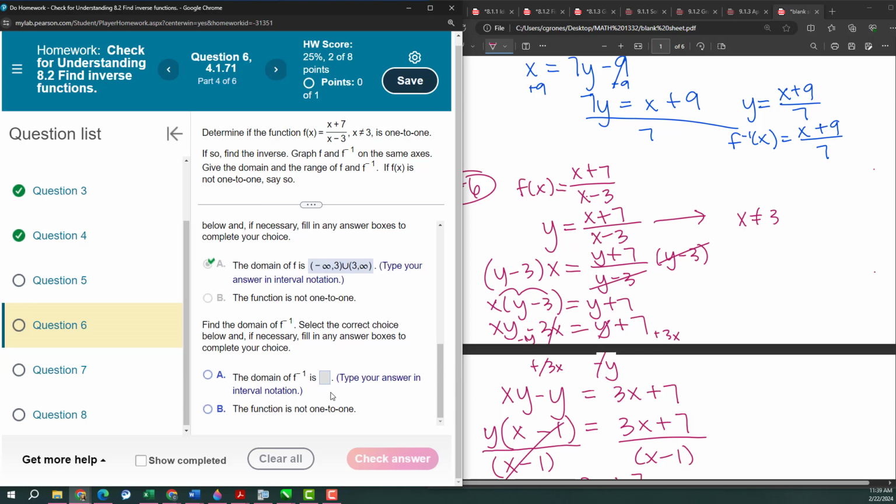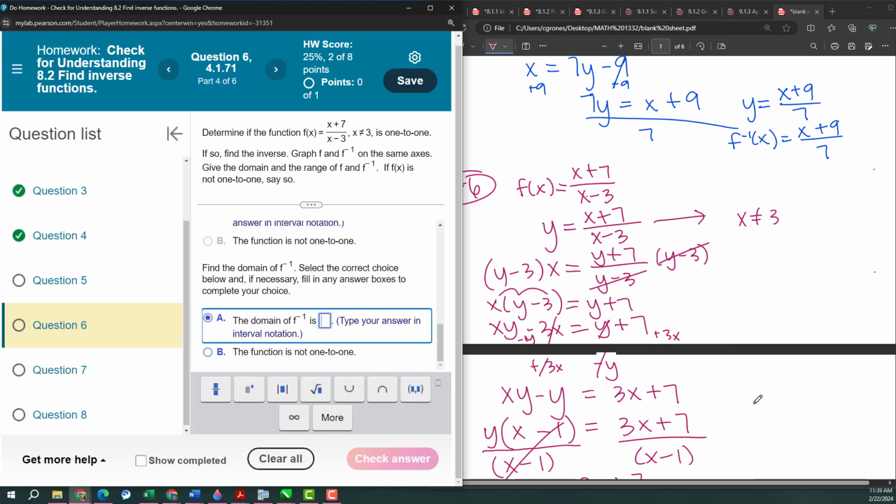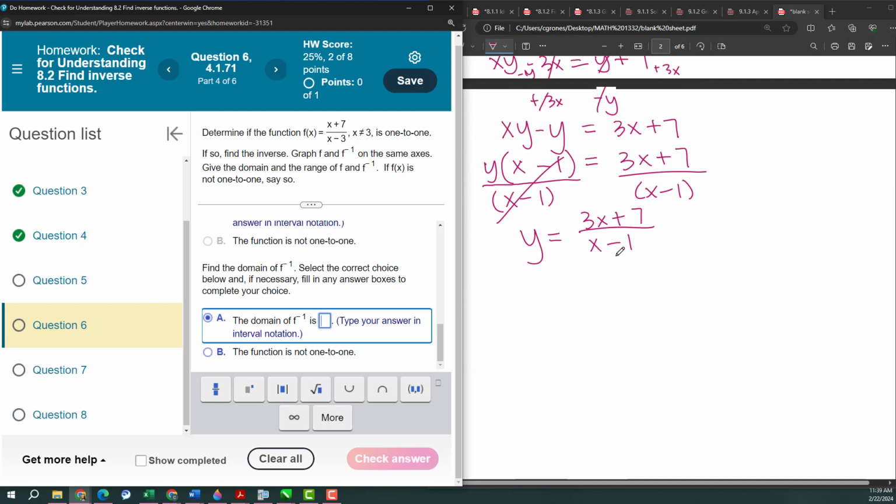And then the domain of our inverse, x cannot equal 1. So similar, we go from negative infinity to 1, and then 1 to infinity.